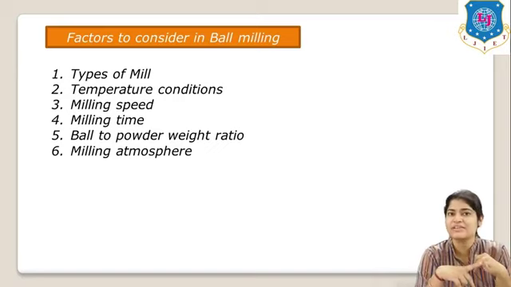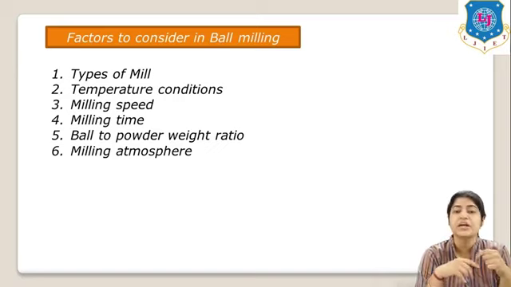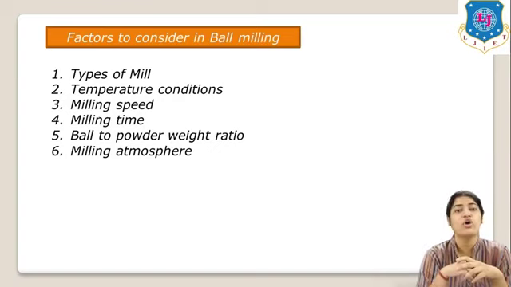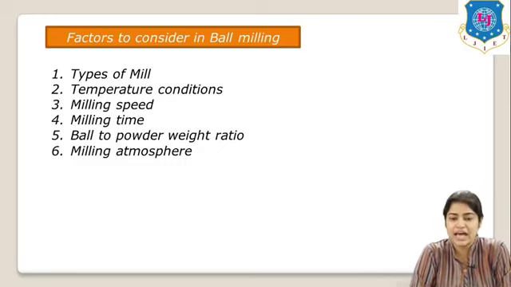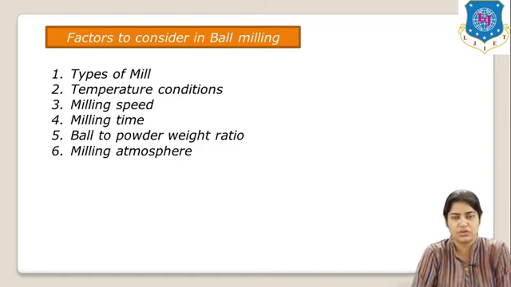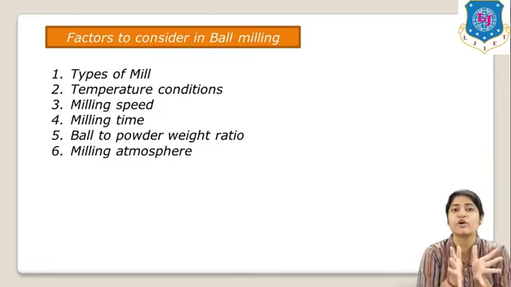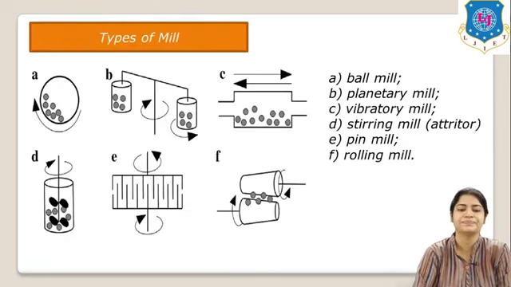Whatever the mill vessel is, it depends on that mill. Second, the temperature conditions. Third is your milling speed. Already in mechanical operation, you have studied about the critical speed of operation. Fourth, the milling time. Fifth is your ball to powder weight ratio. Sixth is the milling atmosphere. Atmosphere means it can be inert, acidic, basic, whatever the atmosphere we are talking about.